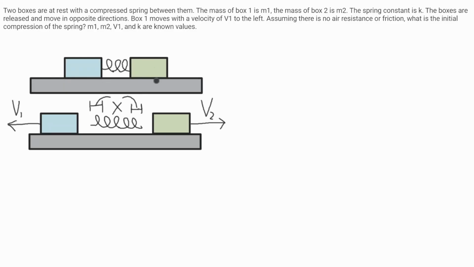In this problem, we have two boxes. These boxes are being pushed together, which compresses a spring. This spring will then push both these boxes out in opposite directions, and we need to find how much the spring was compressed. Well, I'll start with an energy equation.